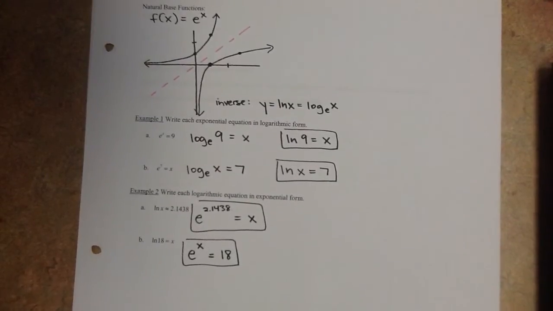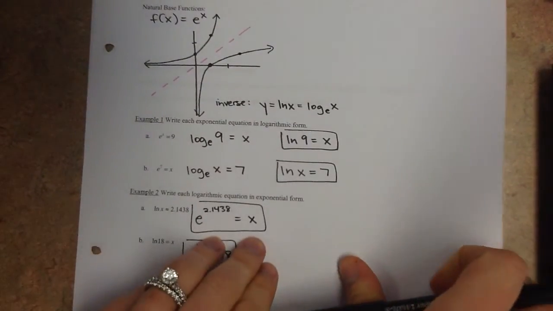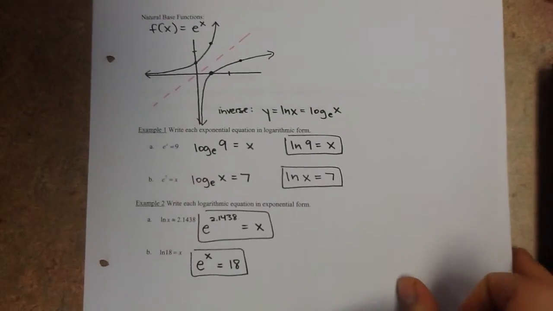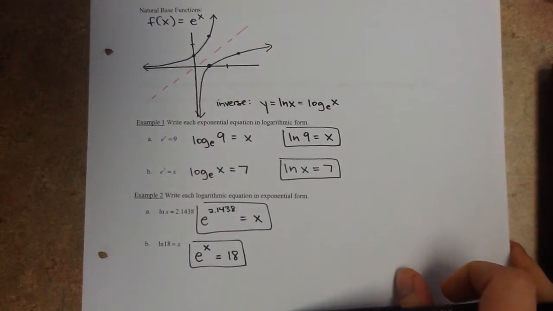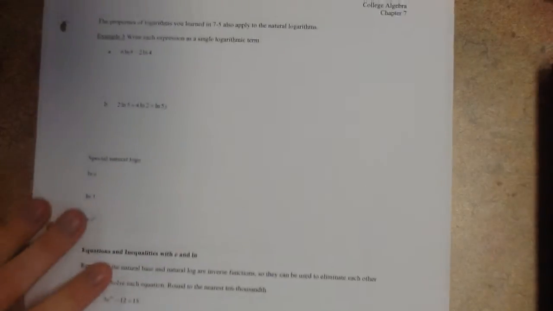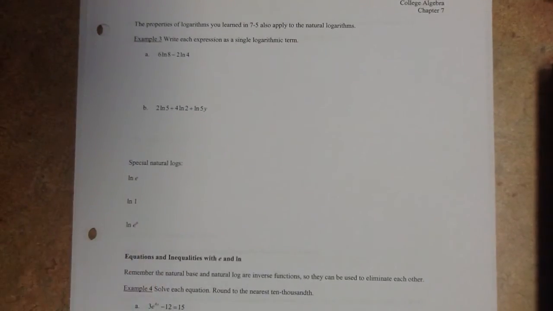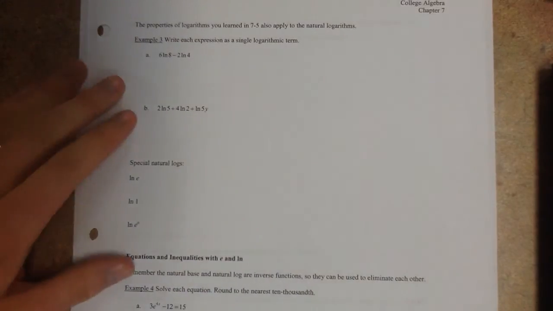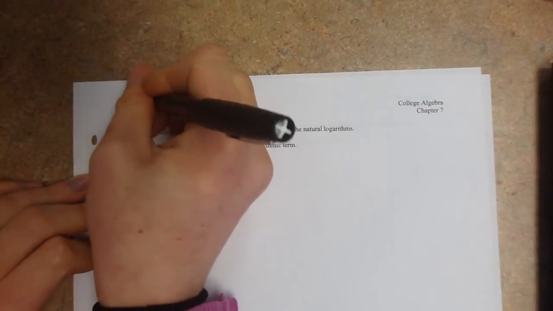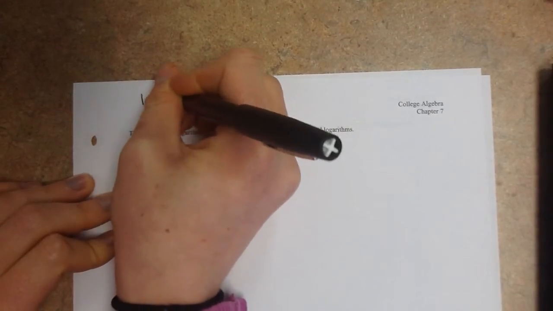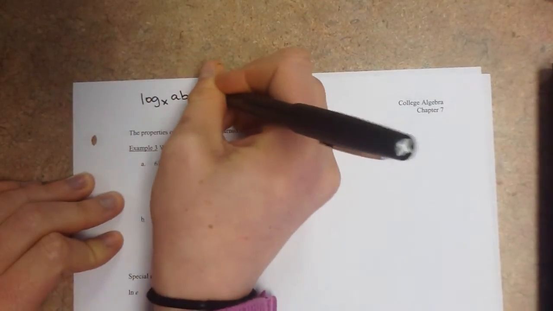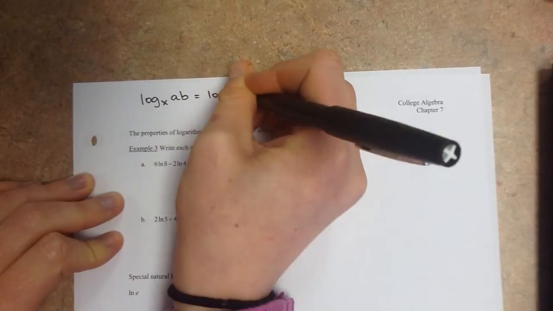Okay, so the next thing is we're going to talk about some of the properties. Basically, with this section, we're taking all of the stuff that we've done in Chapter 7 so far and just changing it a little bit with our new base e. I am going to write them just really quickly. Write them if you want, don't write them if you don't want. I just want to have them right here to reference.